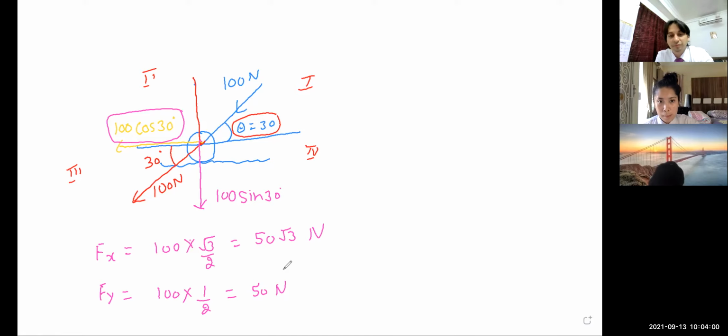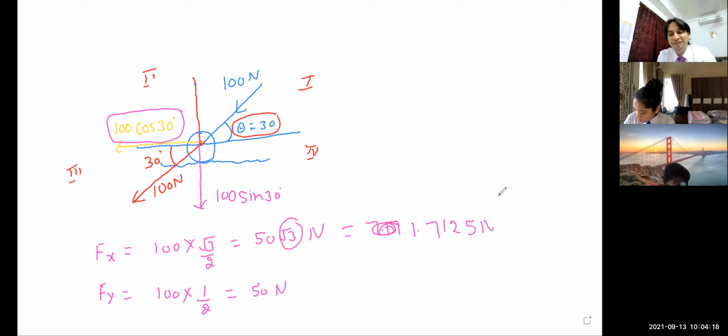Sir, the answer is 7.71. Please multiply 50 root 3. That is 7.7125. Excellent. If the calculation is correct, children, then you can find this is the answer. Wait, sir, it's 7.71, not 1.71. So 7.1 something, okay, Newton.